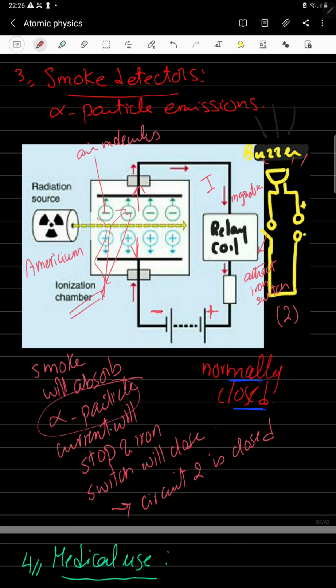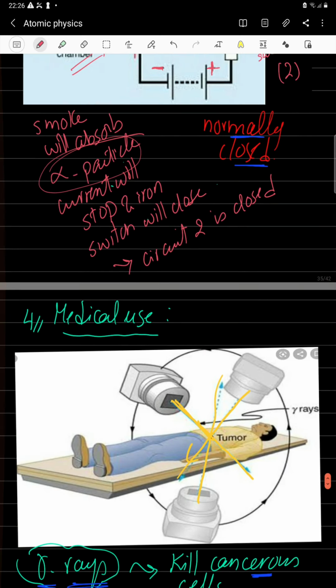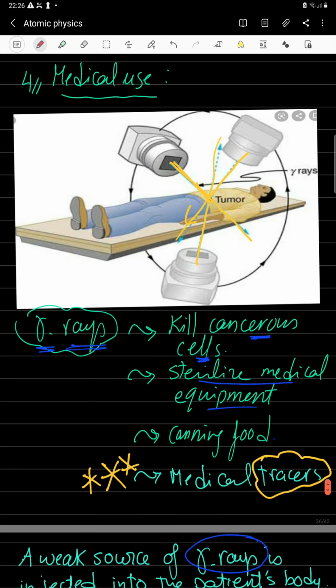Why especially the alpha particle? Because this device depends on the ionizing effect of the alpha particle, and as we said before, the alpha particle is the most ionizing type of radiation. The fourth thing, the use of gamma rays for medical purposes. Gamma rays are used to kill cancerous cells by using what is known as a gamma knife. If the gamma rays are directed towards any living cell, it's going to kill this cell. So it's used in some types of tumors to kill cancerous cells.